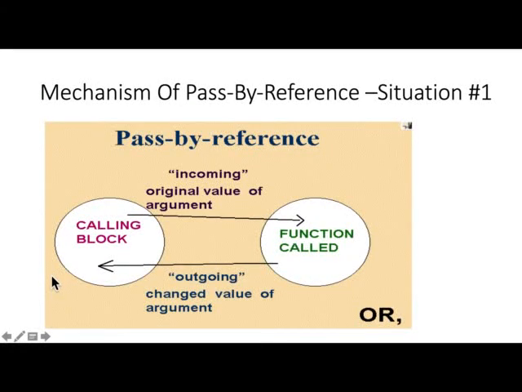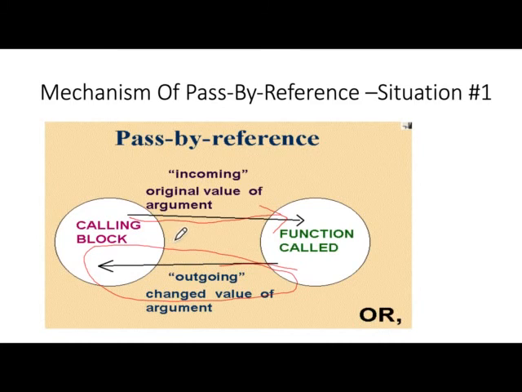Okay. So the pass by reference situation could be seen by two pictures here. Calling block is calling this function. And one situation which we saw in the foo and bar, incoming was a good value passed to the function called, but then the called function like foo changed the value and the outgoing value got changed. So incoming had a good value, got changed, and it got changed in the calling block as well.